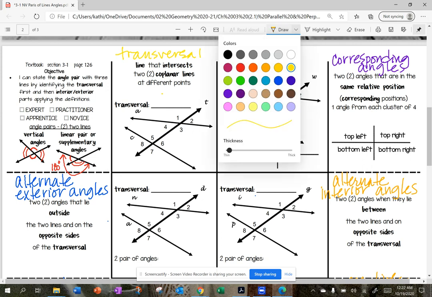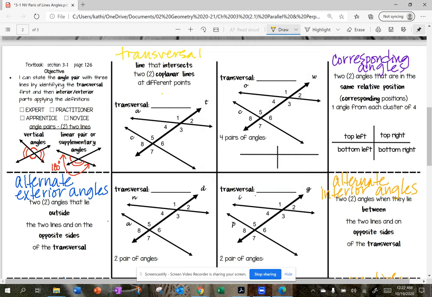So the first thing I always want to do is identify the transversal. It's the line that intersects 2 coplanar lines at different points. So this line T is intersecting my other 2 lines, so I know line T is the transversal. I always want to identify that first. And when I have 3 lines involved, I have 8 sets of angles.